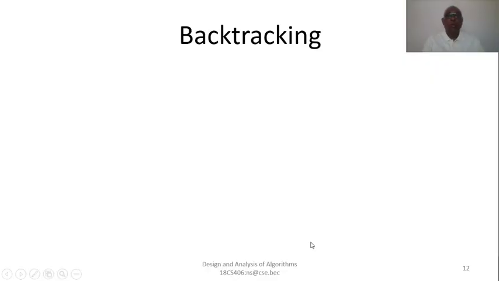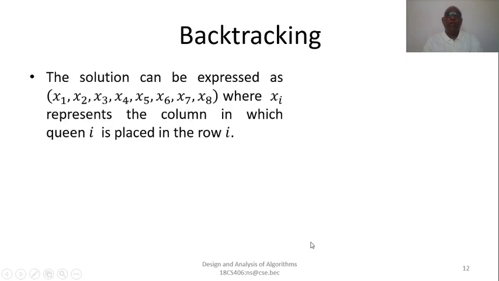Welcome to the second part of the lecture on backtracking. Having said about the explicit and implicit constraints, let's look at, finally, the representation of the solution.